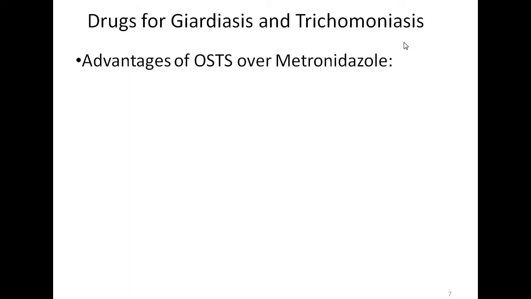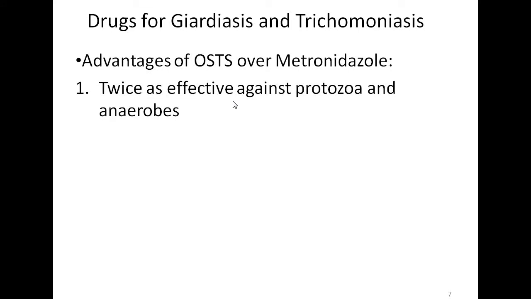The advantages: metronidazole was the first drug. These are called nitroimidazoles. So metronidazole was the first drug. After that came ornidazole, secnidazole, tinidazole, and satranidazole. Now what are the advantages of these OSTs over metronidazole? They are twice as effective against protozoa and anaerobes.